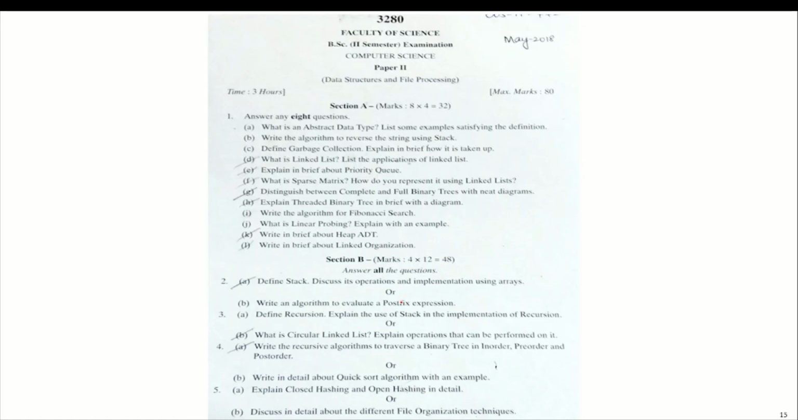This is also one of the old papers. Here also they asked about linked list organization, what is the abstract data type, how we can implement reversing the stack. And what is garbage collection, linked list applications, priority queue, what is sparse matrix, how we can represent it, and what is the difference between complete and full binary tree, and threaded binary tree, algorithm for the Fibonacci search. These all are heap data structure, that is a heap abstract data type, and linked organization. These all are the short questions.